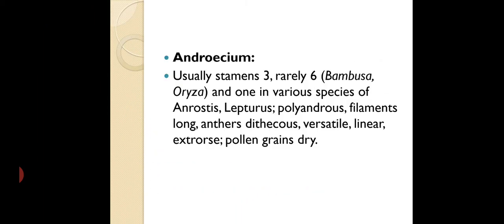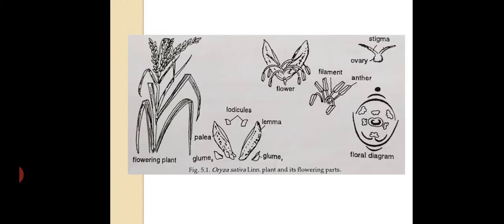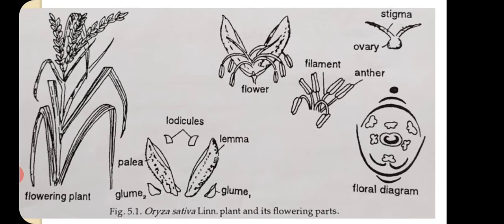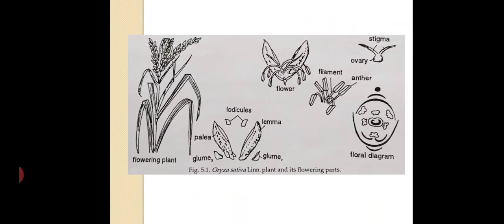And coming to androecium, usually stamens 3, rarely 6, and 1 in some species. Here it is, try to remember. Then filaments long, anthers dithecous, versatile, that is the speciality. Swinging anthers, that is versatile anthers. Then linear, extrorse, pollen grains dry. Here we can see the anther structures.